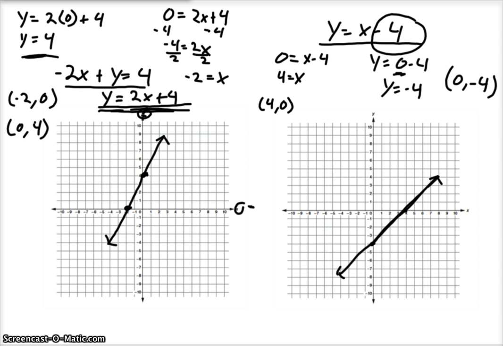But just to reiterate, let me grab another example. The next one would be y equals 2x plus 4. That's what we just did. But again, that plus 4 means that it crosses the y-axis at 4.